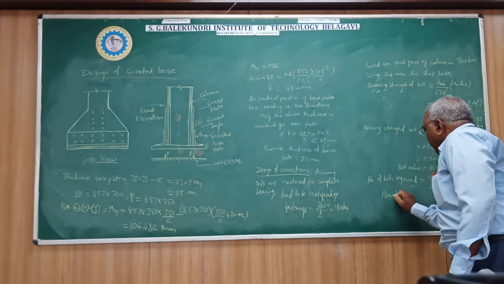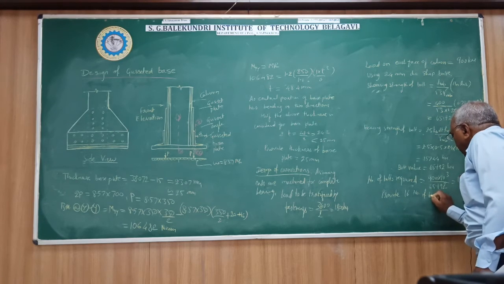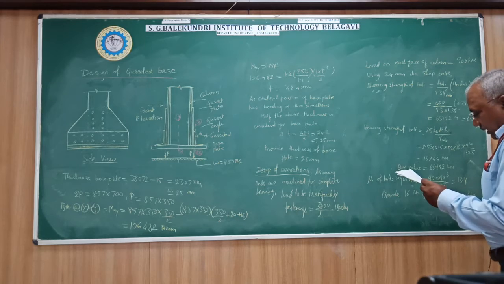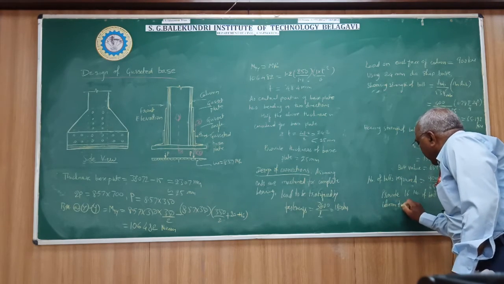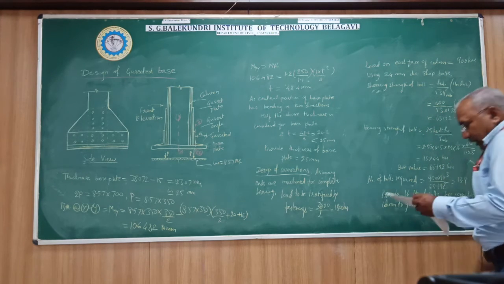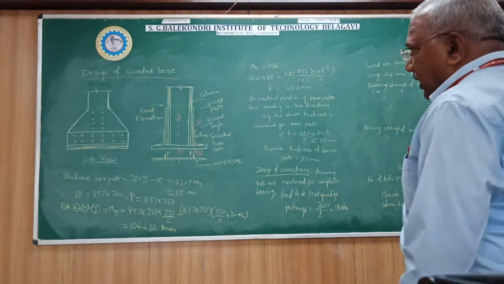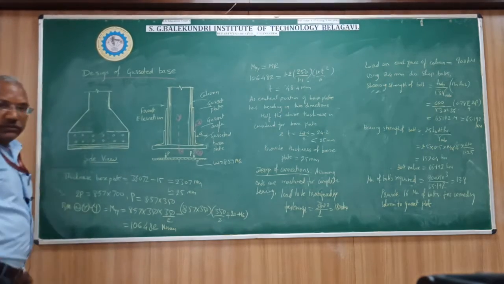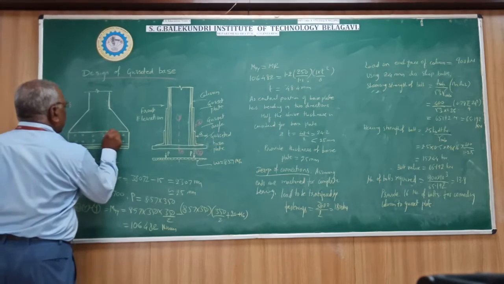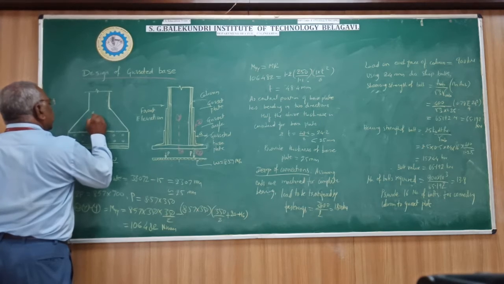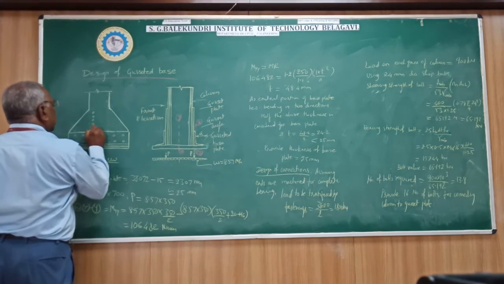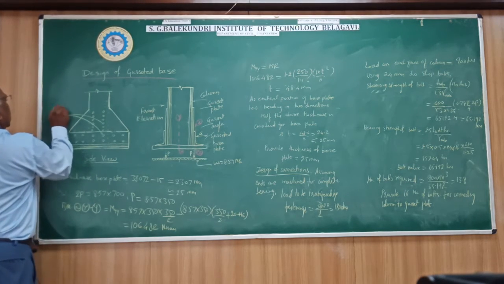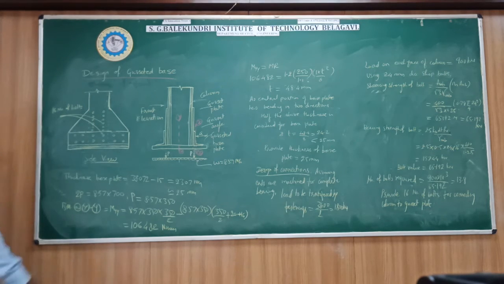Provide 16 number of bolts for connecting the column to the gusset plate. So here we have to provide 16 bolts, so in one line 8 number of bolts. So total 16 number of bolts are required to connect a column to the gusset plate.